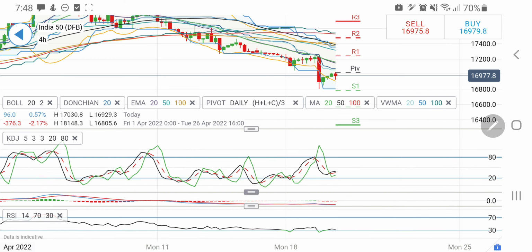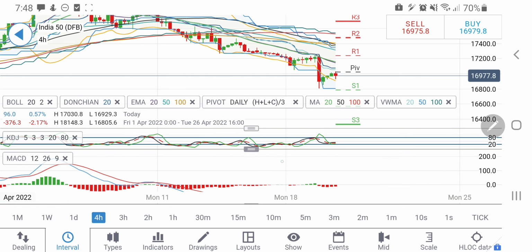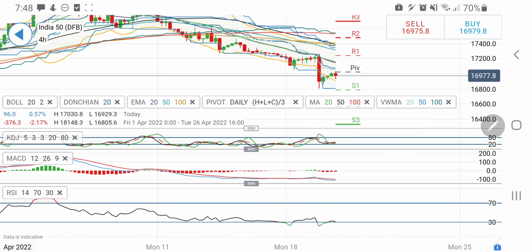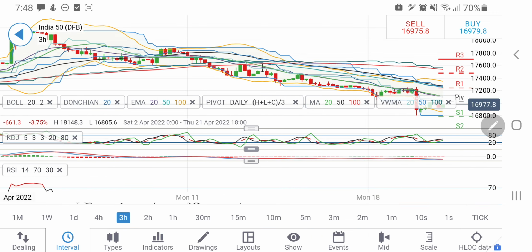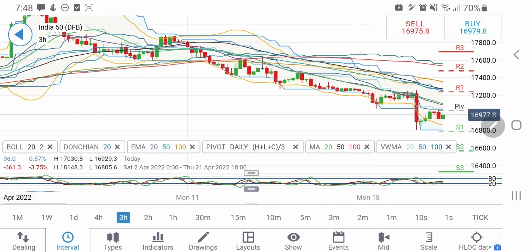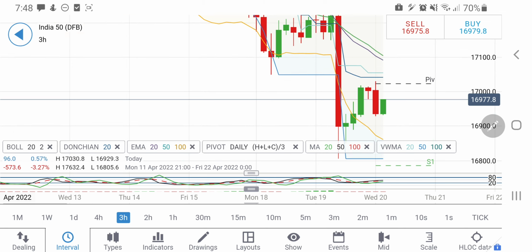Now look at the 4-hour stochastic, looking upwards from here, near the oversold zone, and MACD still in sell but trying to converge from here. RSI is near the oversold zone. Look at the 3-hour charts. On the 3-hour charts, there are a couple of observations to make.